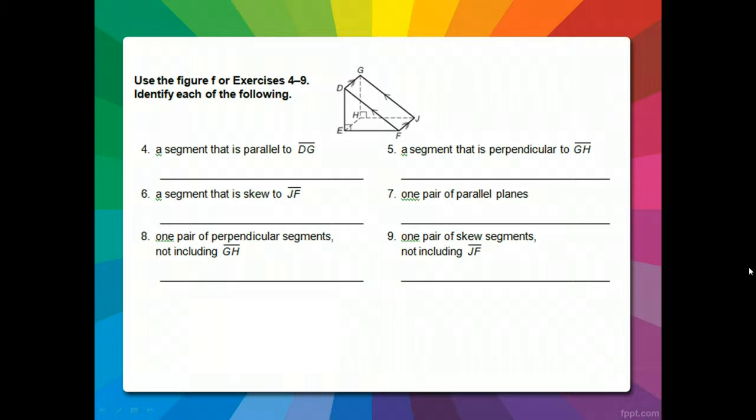In the next figure, we have a triangular prism. And we want to find a segment that is parallel to segment DG. Well, we have 2 choices. It could be JF or FJ and EH. For number 5, we want a segment that's perpendicular to GH. It would be HJ or EH.